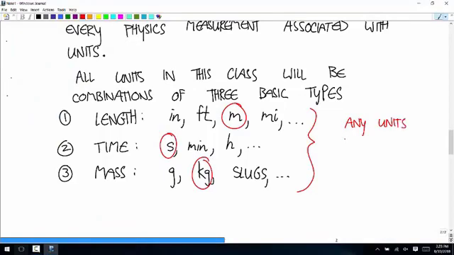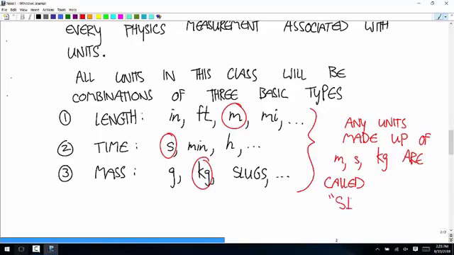Any units made up of meters, seconds, and kilograms are called SI units, Standard International. And those are the ones we're going to use by far the most in this class. But one thing that's going to happen a lot is we're going to be given measurements. This probably not. Maybe late in the semester, possibly, but not for a while at least.